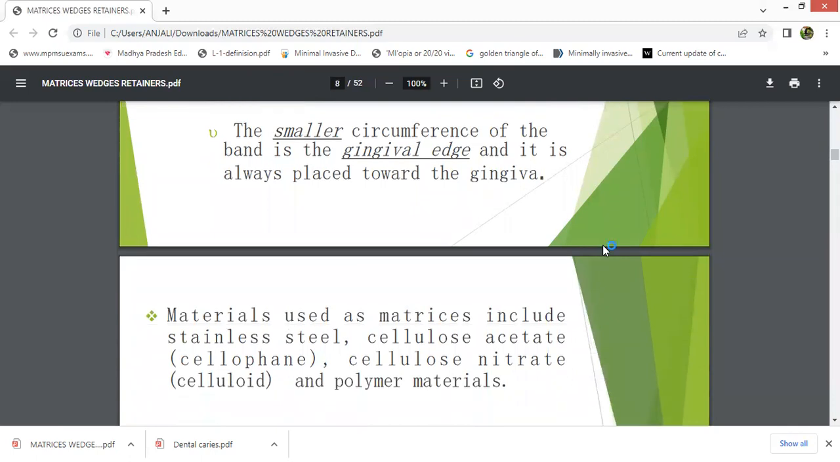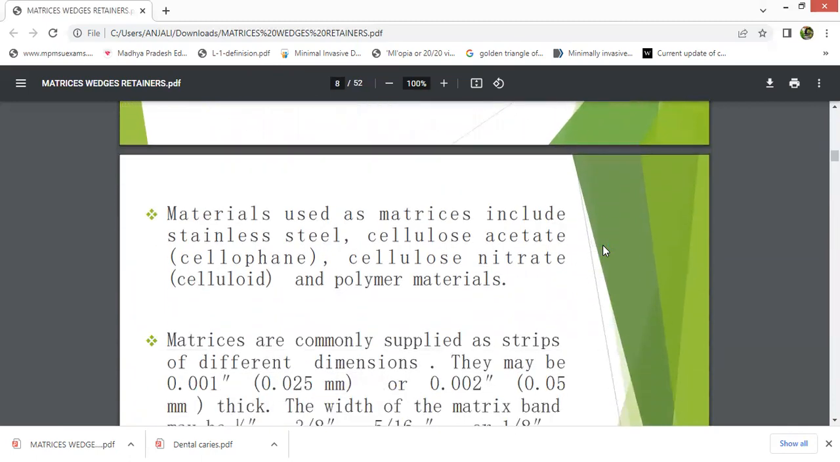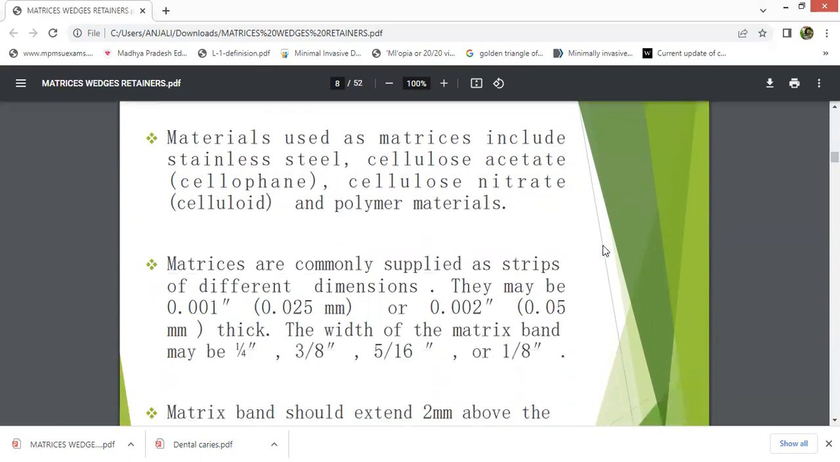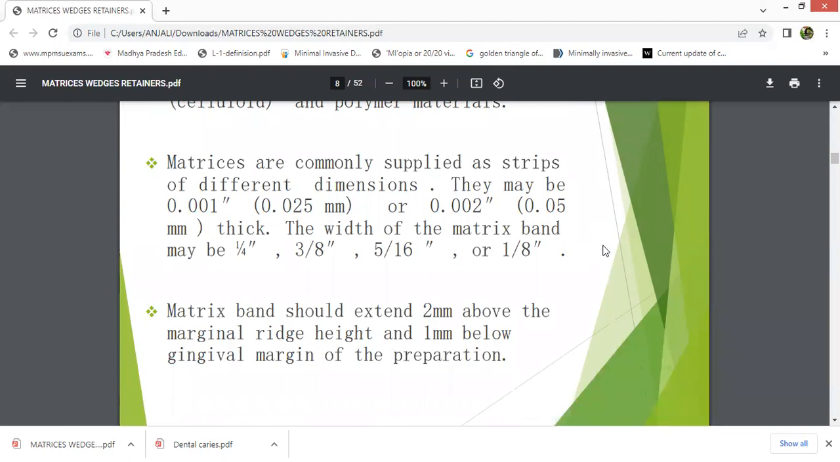The materials used for matrices include stainless steel, cellulose acetate, also known as cellophane, cellulose nitrate, also known as celluloid, and polymer material. Matrices are commonly supplied as strips of different dimensions. They may be 0.001 or 0.002 or 0.05 mm thickness. The width of the matrix band may be 1/4, 3/8, 5/16 or 1/8. The matrix band should extend 2 mm above the marginal ridge height and 1 mm below the gingival margin of the preparation.